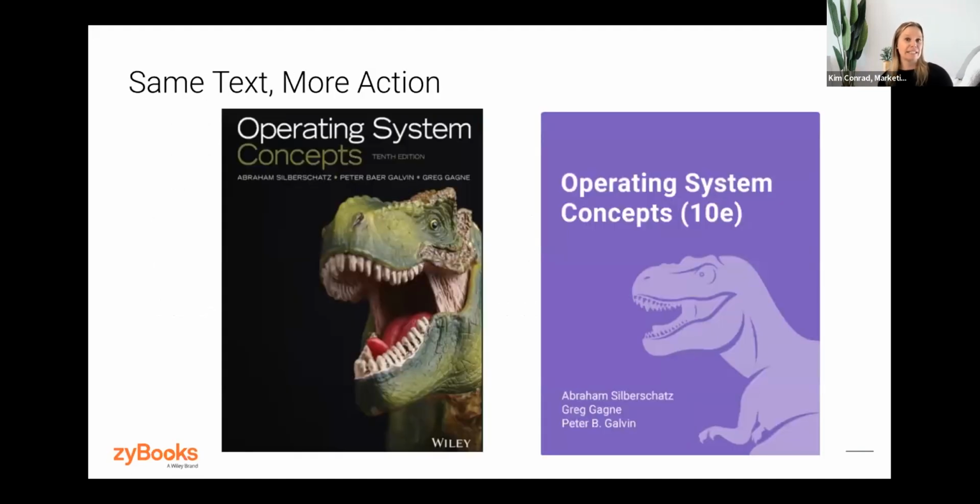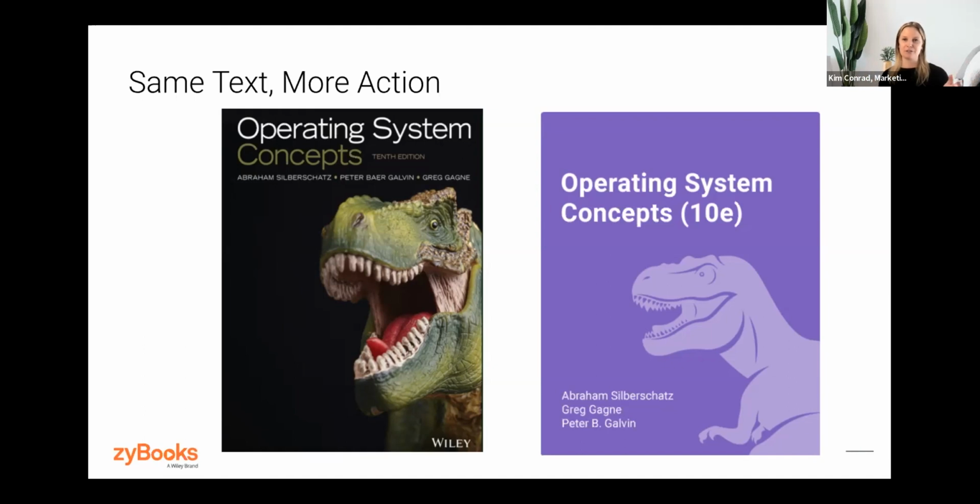If you're familiar with Xi Books, you'll know our slogan is less text, more action. Now with Xi versions, our slogan is going to be same text, more action. So we're taking the exact same text as this book on the left and putting it into our platform on the right.